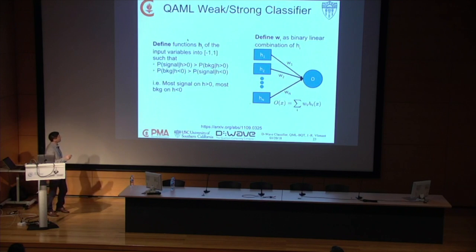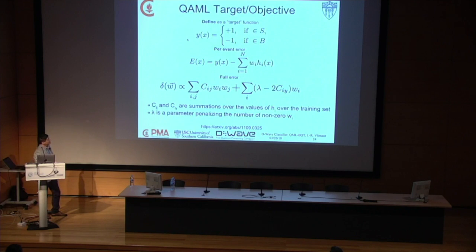It starts with building weak classifiers that are defined from initial variables of the data set, so that most of the signal is on one side and the background is on the other side. And then we build a strong classifier with binary weights of these weak classifiers, and that gives us this strong classifier. Now, the obvious target and objective for this method is that we have a +1 for the signal, and this is given by our input data set, and the -1 is for the background.